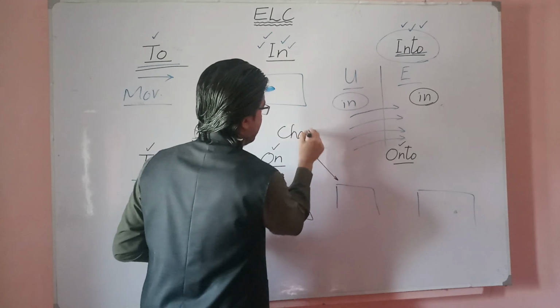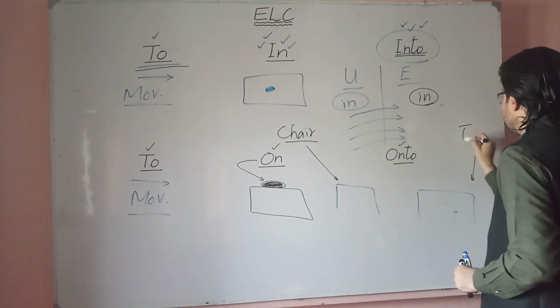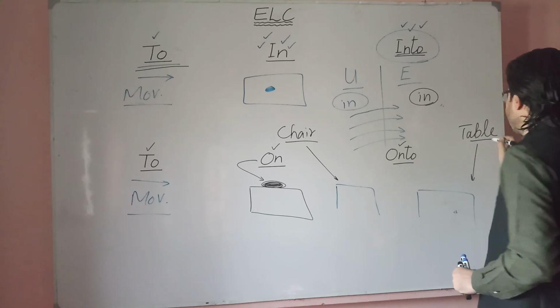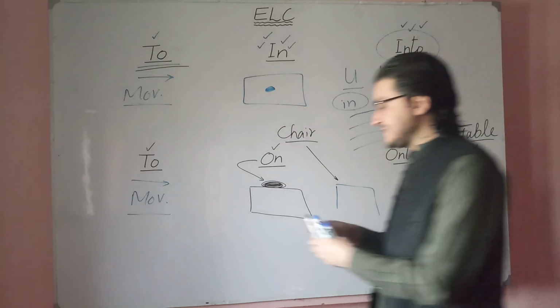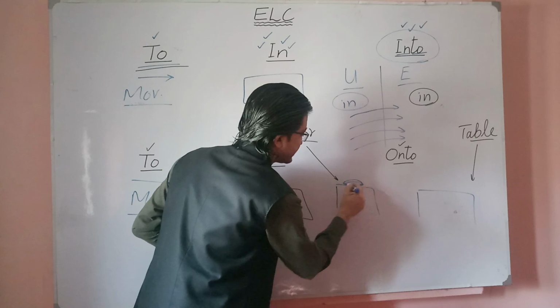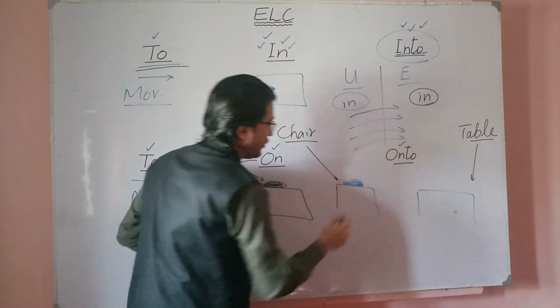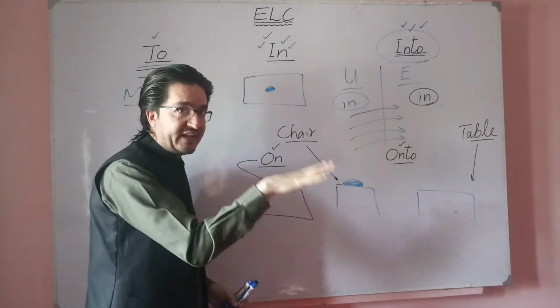Suppose there is a chair and there is a table. Now there is a cat and its position is on the chair, right? It means that its position is there, not changing its position at the moment.